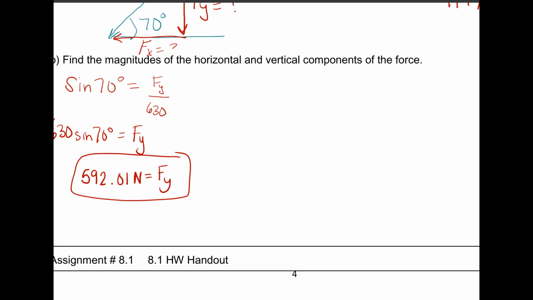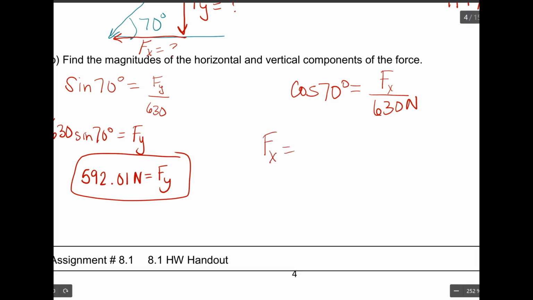Cool. All right, so vertical. If I want to do cosine of 70 degrees, that's going to be the adjacent, which is the force in the x direction, over the hypotenuse, which is 630 newtons. Multiplied by 630 on both sides, the horizontal force is just 630 times cosine 70 degrees. So what would this be?